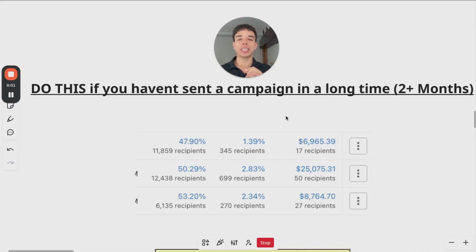So I recently got asked this question by an e-commerce brand owner on what was the best approach to follow when you haven't sent a campaign in a long time in order to protect the account's deliverability, to protect the domain's reputation, but then most importantly, to not land in the spam folder.